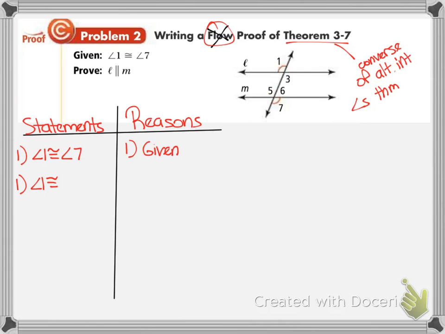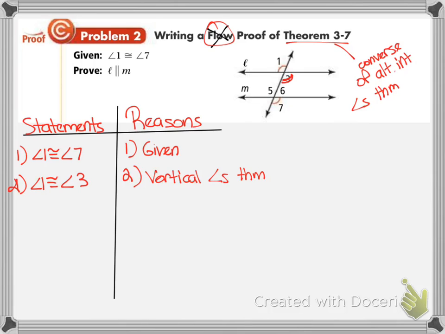Well, we don't know the lines are parallel, so I actually can't say that. But I can say that 1 is congruent to 3, because they are vertical angles. I know that for sure. So 1 is congruent to angle 3. That should be number 2. By the vertical angles theorem. Or you can say that vertical angles are congruent. You can actually write out the theorem.